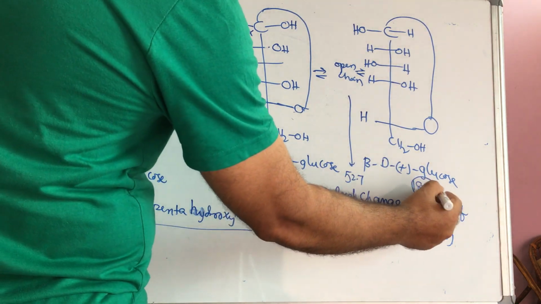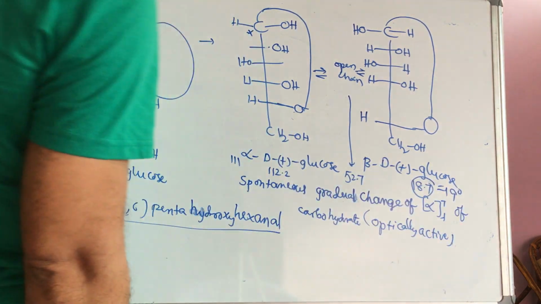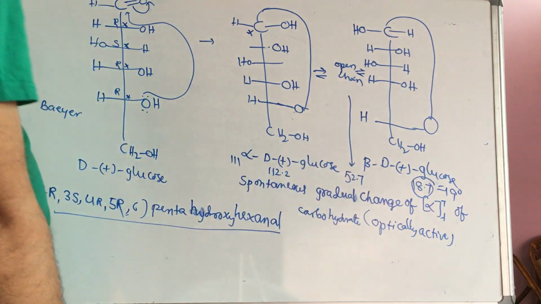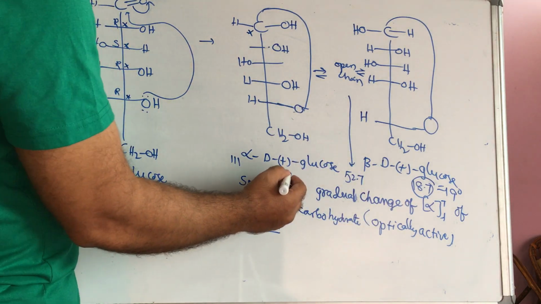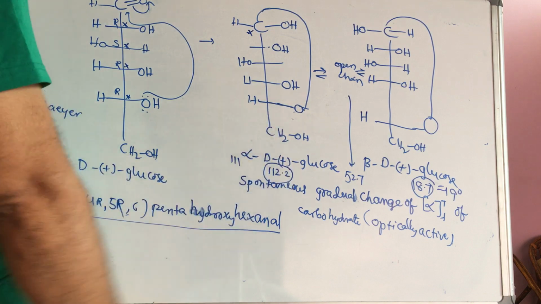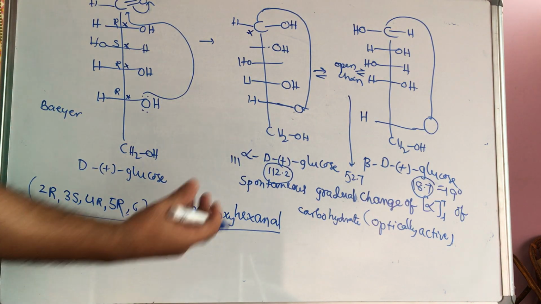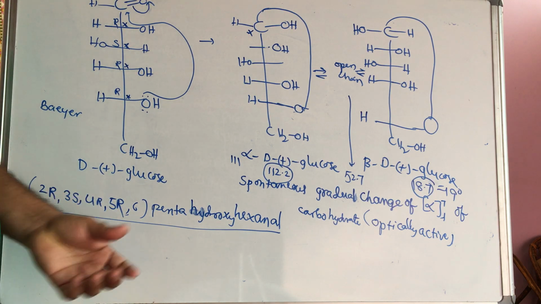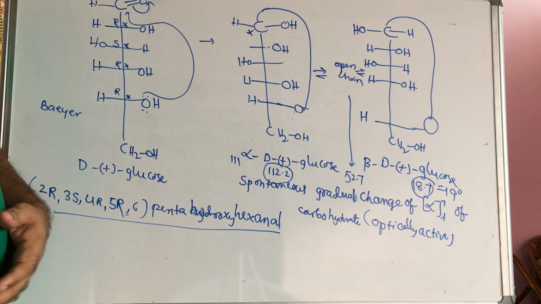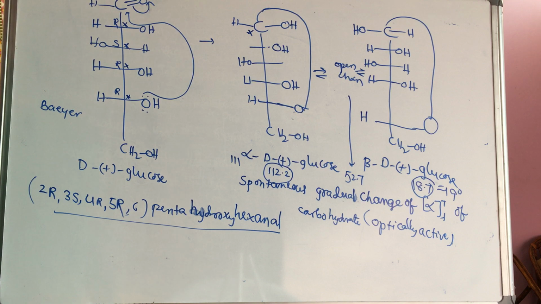In some books it is given as 19 degrees, here 52 only is given, in some books 52.7. It is given as 111 or 112. It depends; there is a small change from book to book, so that is not much of a problem. Just observe this.